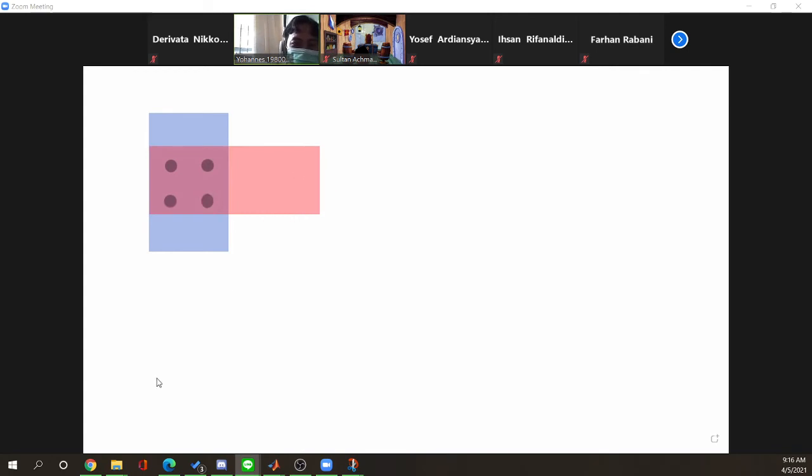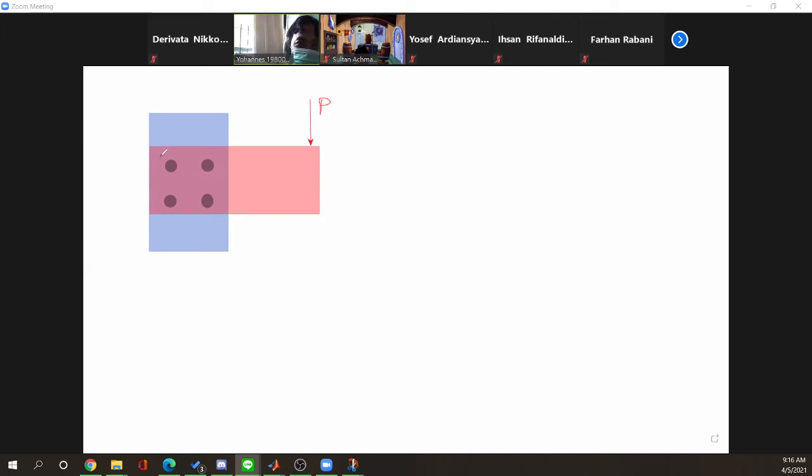Then there is an external load applied outside the joint. So that's why we call this the eccentric joint, because this load, this force doesn't apply in the center of the joint. Okay. It has an eccentricity.